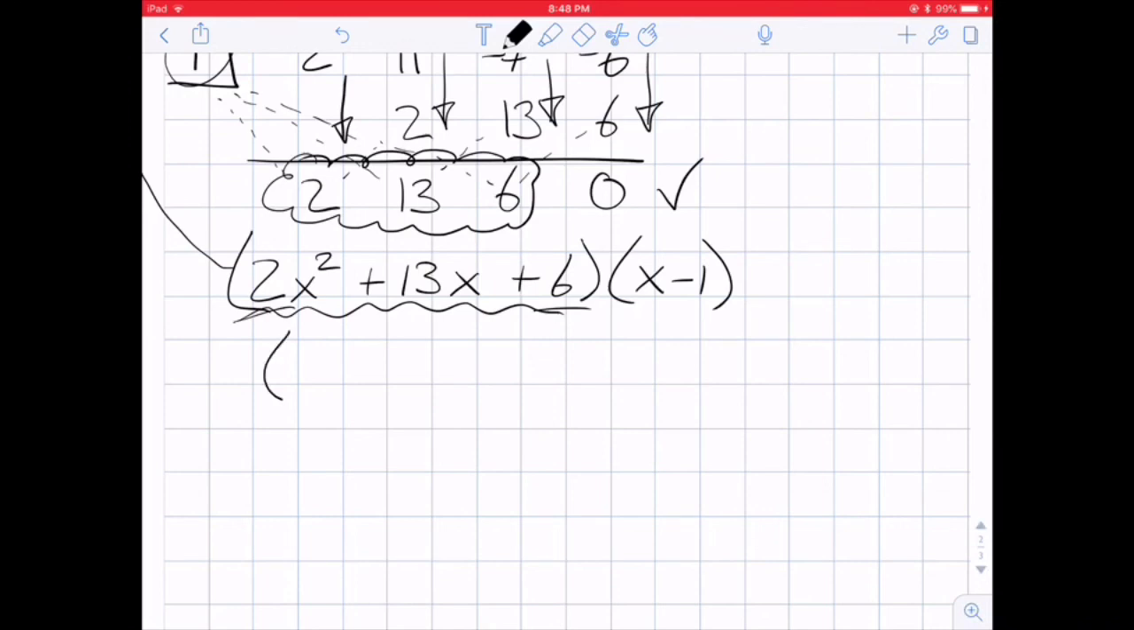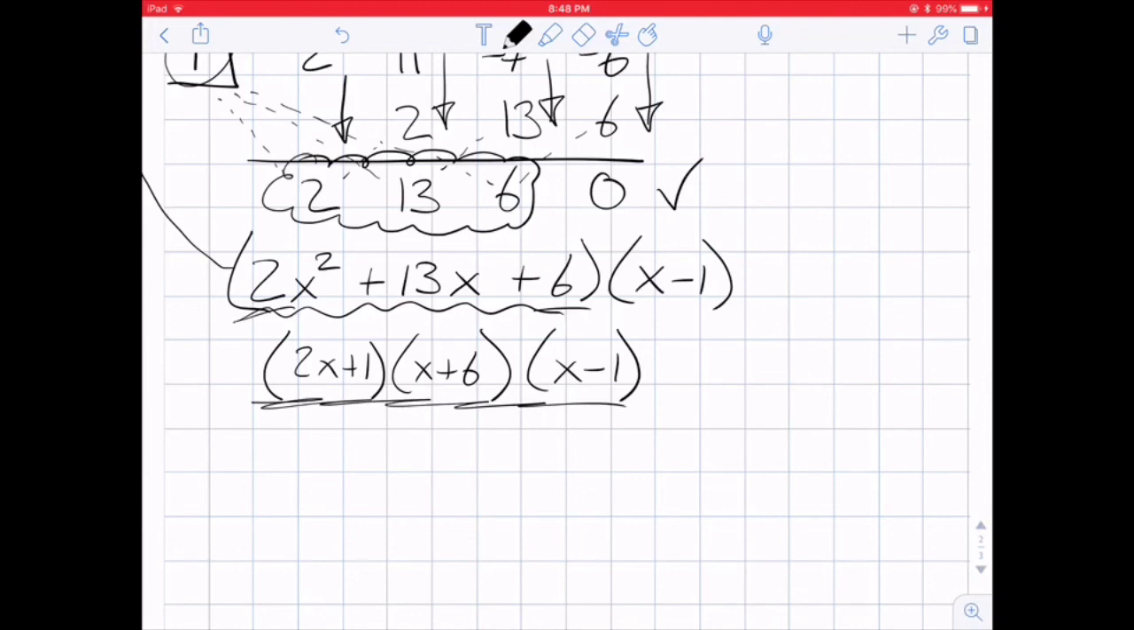We have some other skills in order to factor this. And it should factor down to 2x plus 1 and x plus 6. And I'll just bring down this x minus 1. Essentially, this is the factored form of that original polynomial that we were working with, the 2x cubed plus 11x squared minus 7x minus 6.